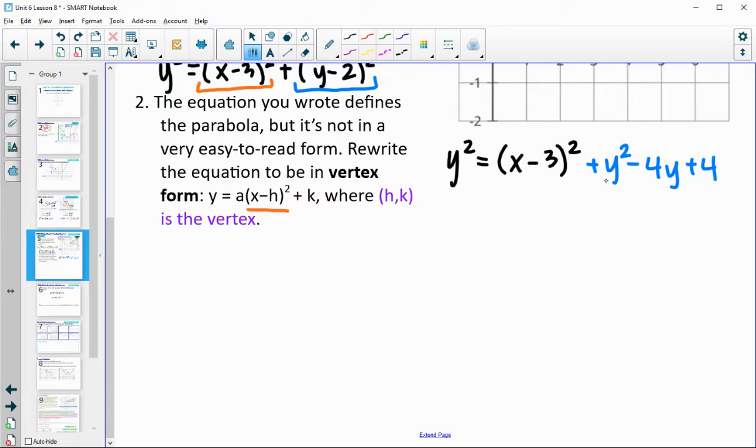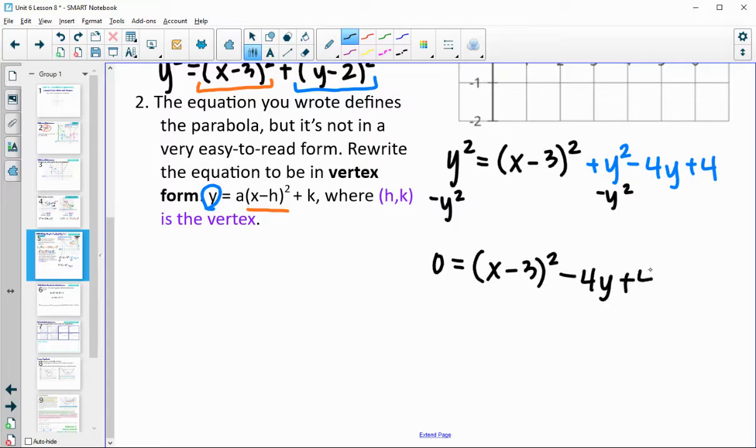So then we want to get the y's on the left-hand side. So we're going to bring this y squared over. So I'm going to subtract y squared from both sides. So we'll get 0 equals x minus 3 squared. This is also 0. Y squared minus y squared is 0. So we still have that negative 4y plus 4.